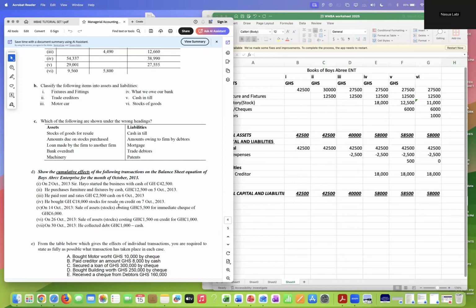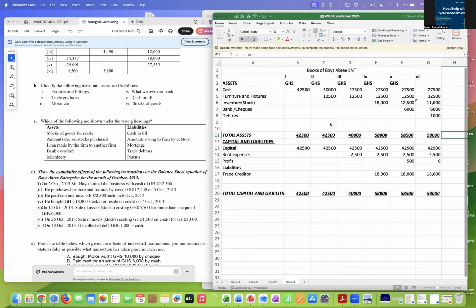Yes, they do. On 30th October 2013, he collected a debt of 1,000 cedis cash. Okay, so if we collect our debts in cash, it doesn't come with any new asset. We are losing a debt and gaining cash, and those who owe the business are reducing their indebtedness.